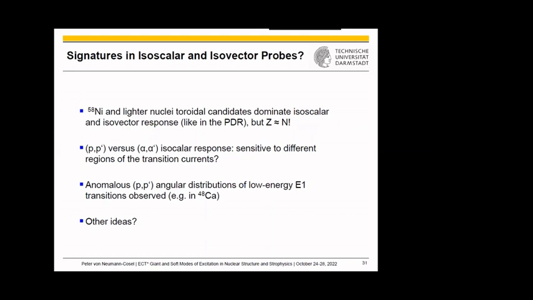Then it's something we need some theory advice on. Is there really a difference if you do the isoscalar experiment using (p,p') versus (α,α'), in the sense that you might be sensitive to different regions of the transition density? I'm not sure if this is good enough, but it's something one can look at. Another thing which came back to my mind is when we analyzed calcium-48 (p,p'), there you have a well-known set of low energy electric dipole states measured by Andreas and the group back when he was still in Darmstadt.